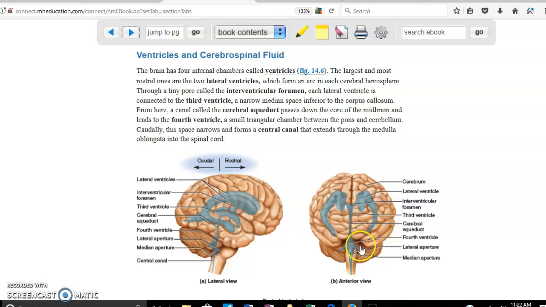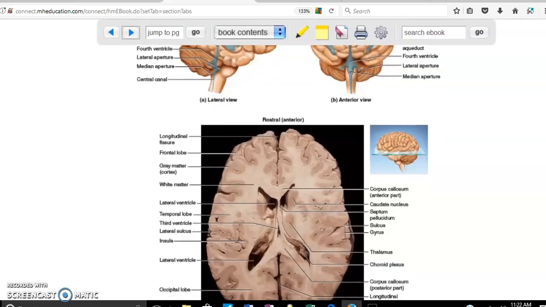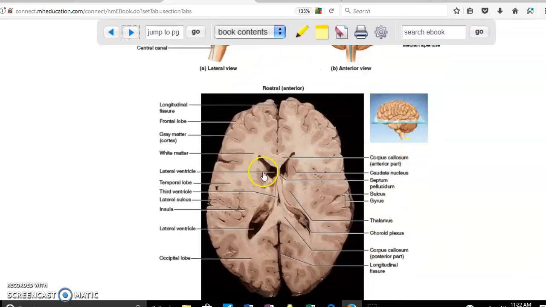And very important to notice is at the level of the fourth ventricle, you have the lateral apertures. The lateral apertures will allow the fluid to come out and bathe the brain as well as the spinal cord on the outside. The median aperture continues down through the central canal in order to take the fluid to the spinal cord. You can see right here in this transverse cut, the spaces, these are going to be the ventricles, and inside there you have the cerebrospinal fluid.